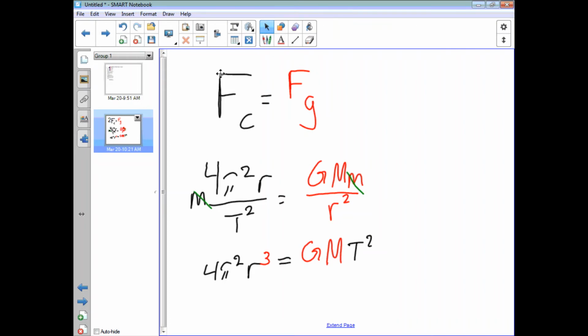Now it comes down to what is it that I want to solve for? Do I want to solve for the radius? What would I do if I wanted to solve for the radius?